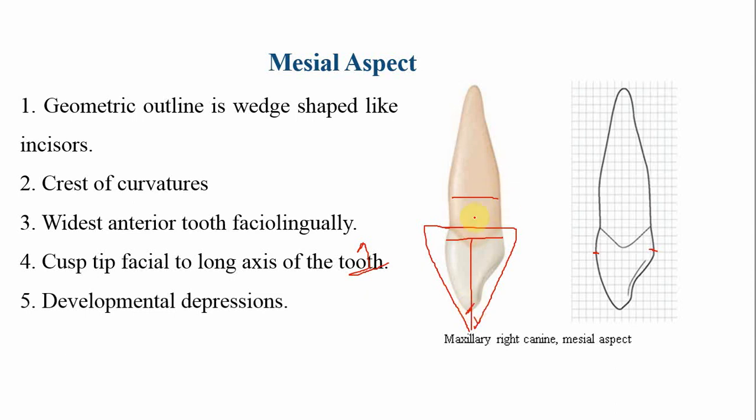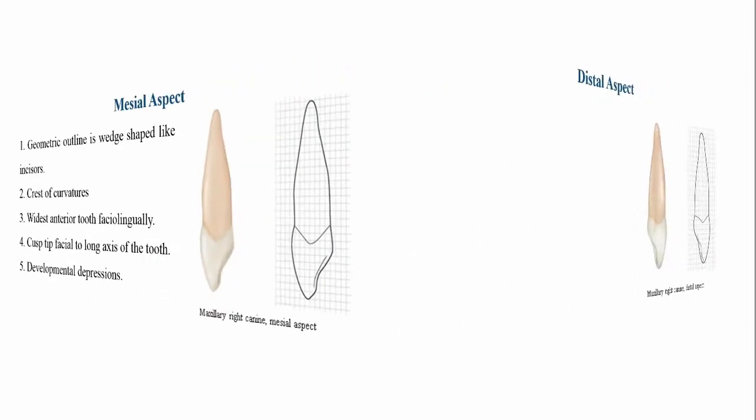Also, the canine is characterized by the presence of a developmental depression, which is relatively shallow on the mesial aspect. The presence of the developmental depression helps to anchor the long root in the alveolar bone and prevent rotation and displacement.